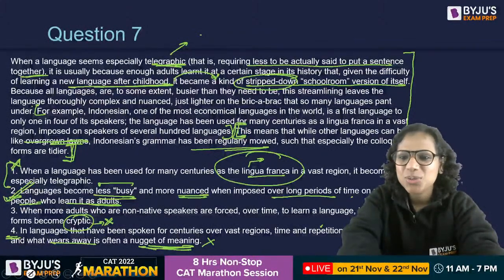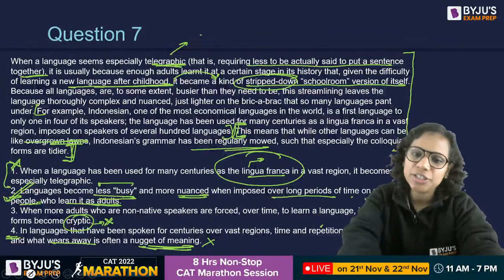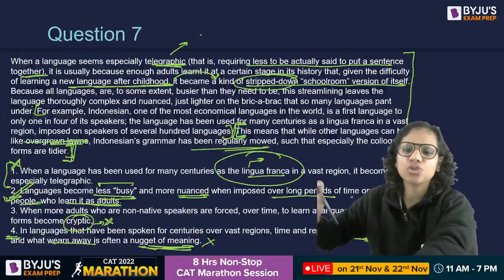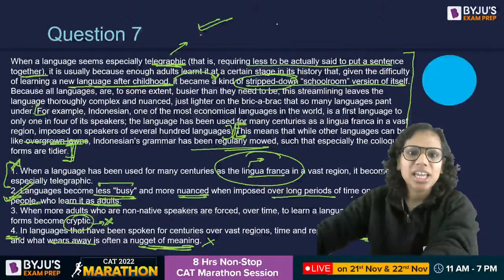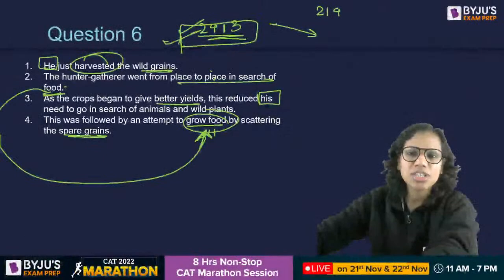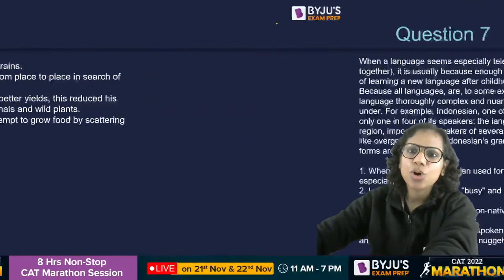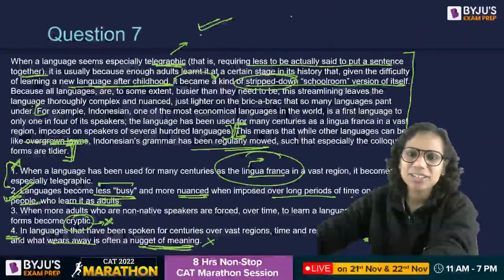So the answer is 2. I hope this is clear. This was not a very difficult para summary question and the kind that should have been given a shot. So 2 is the answer. Any queries in any of the questions that we've done, you can ask. The odd sentence out, I hope, was clear to everyone.